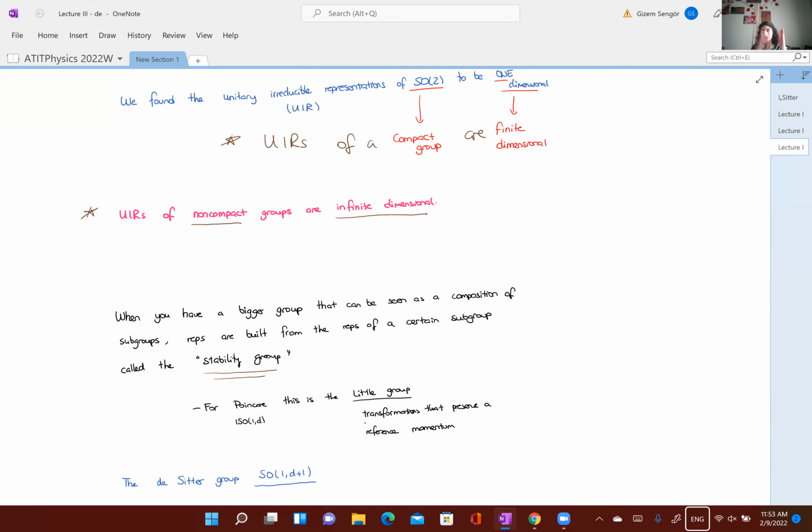And you build your representations by considering what keeps a reference momentum preserved. There are a few versions of how you can pick this reference momentum. Maybe you just fix the zeroth component and set the other components to 0. That's one reference, or something else, that's another reference. And you build the representations for each possible categorical reference.